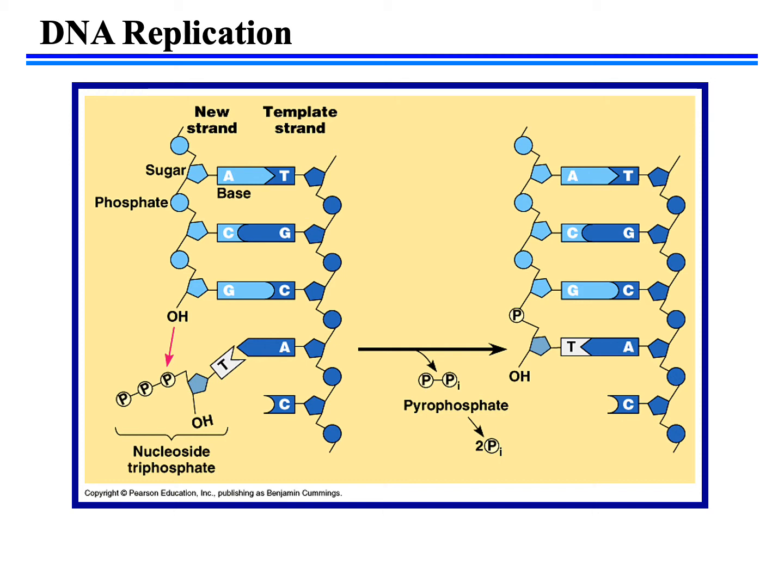So if you provide a cell with monophosphate form of a nucleoside or a diphosphate form of a nucleoside, DNA synthesis will not occur. It must always be the nucleoside triphosphate to drive synthesis.